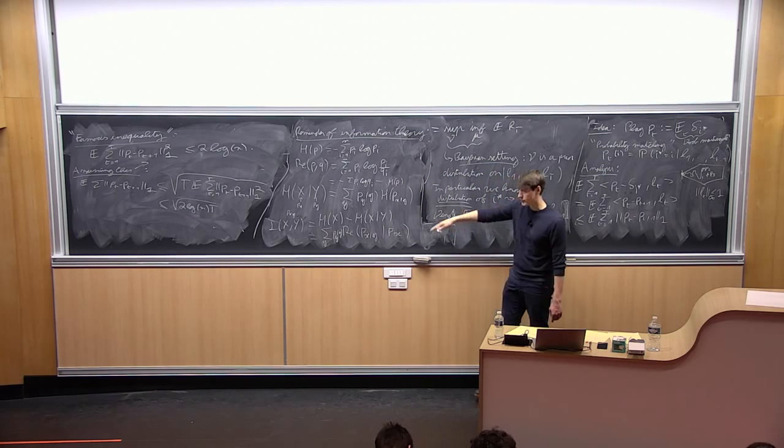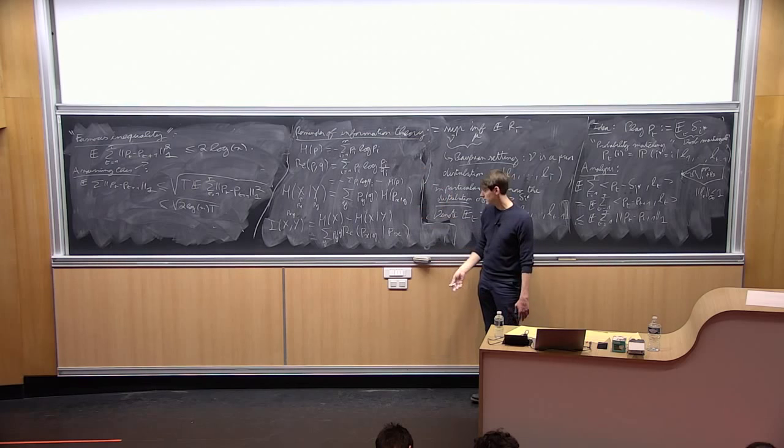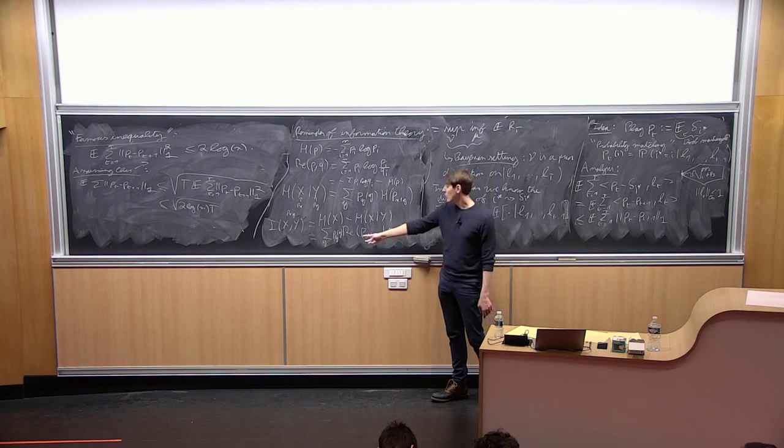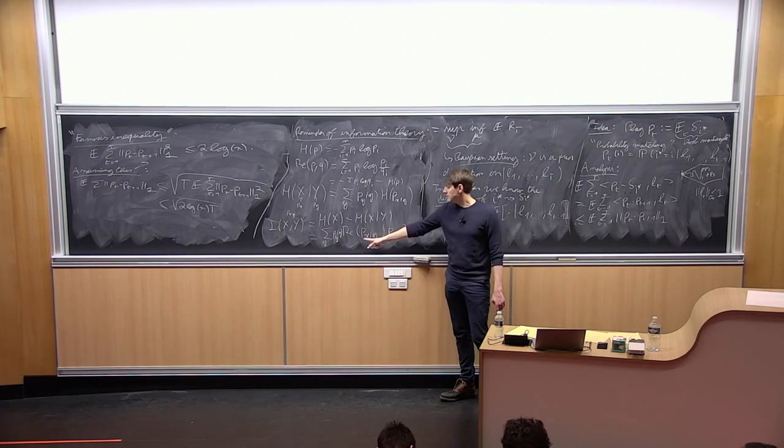Okay, so this is just a simple formula. You can just check it. It all type checks. So what does this mean? What is this relative entropy? So again, this is the truth.